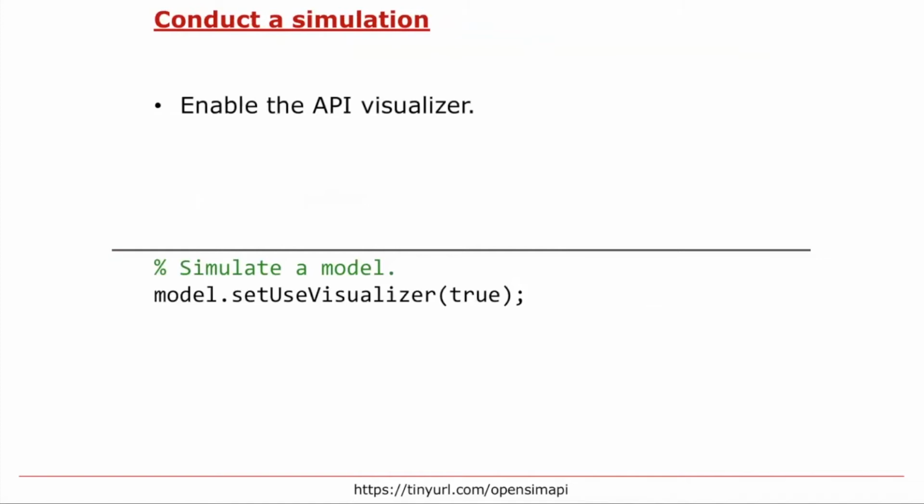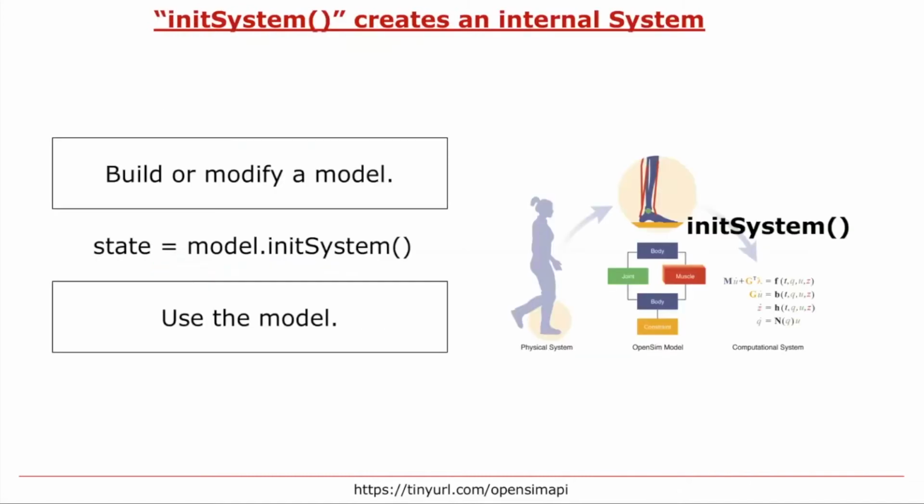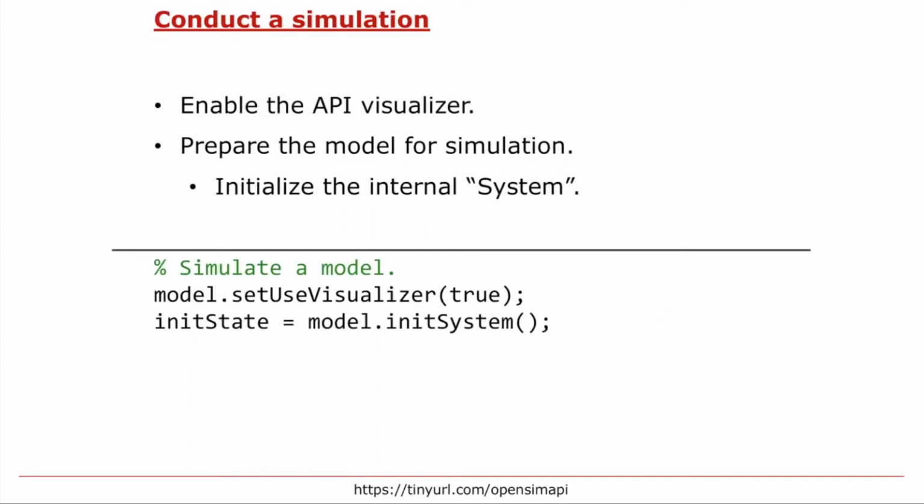We want to visualize our simulation, so we'll enable the API Visualizer window. The API Visualizer is a 3D rendering window that can be controlled through the API. It's not part of the OpenSim GUI. Before we conduct a simulation, we call the function initSystem. InitSystem is a very important function. After you call this function, you're ready to simulate the model, and you're not supposed to modify the model anymore. It's important that if you want to visualize the model, that you invoke the setUseVisualizer function before initSystem.